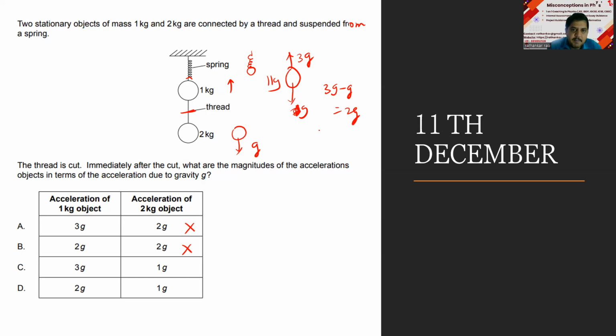Now let me write this as m into a is equal to 2g. And where is this acting? This is a net force which is acting on the 1 kg object. So 1 into a is equal to 2g, or a should be equal to 2g, right? So therefore, D is the right option. Most of them consider 3g to be the right option. So see to it that this is the right option over here.